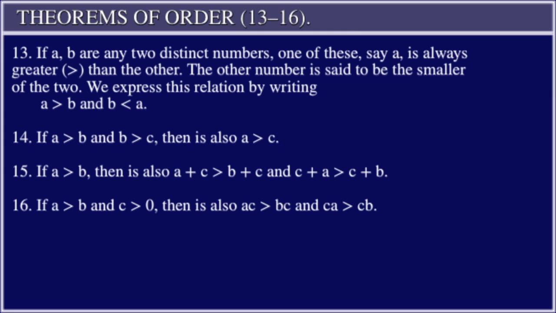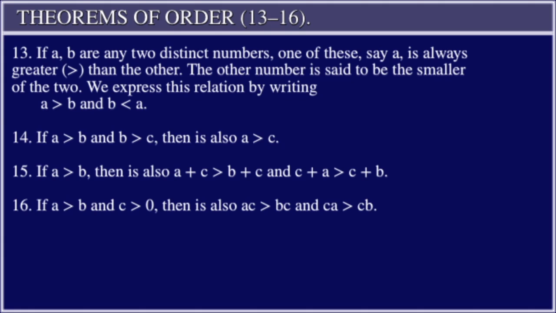Theorems of Order, 13 through 16. 13. If A and B are any two distinct numbers, one of these, say A, is always greater than the other. The other number is said to be the smaller of the two, and we express this relation by writing A greater than B and B less than A.